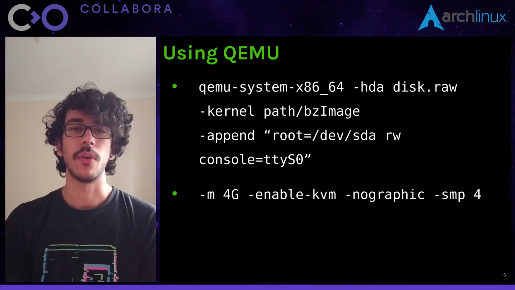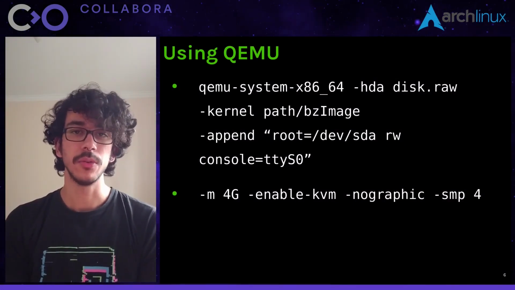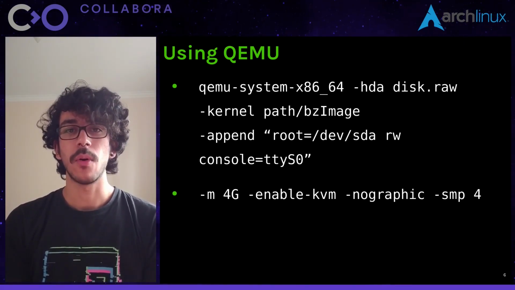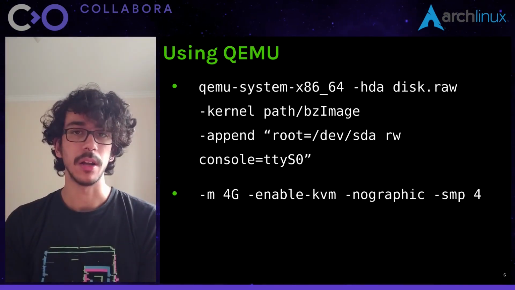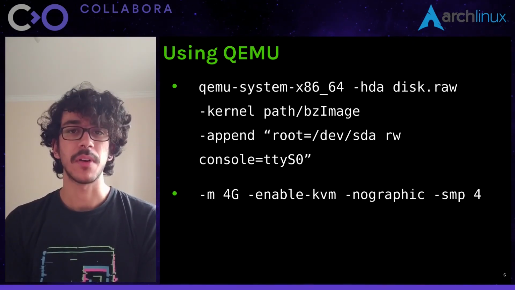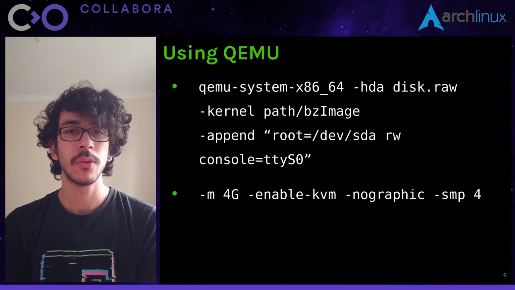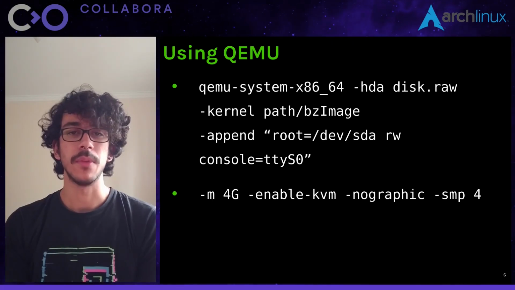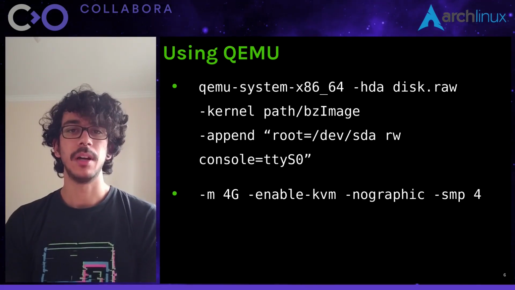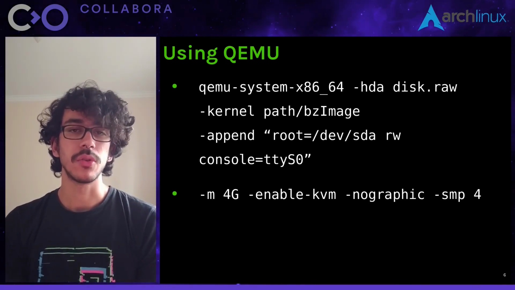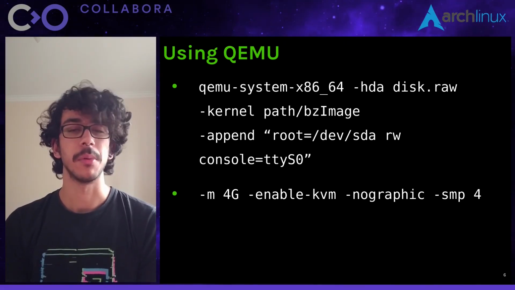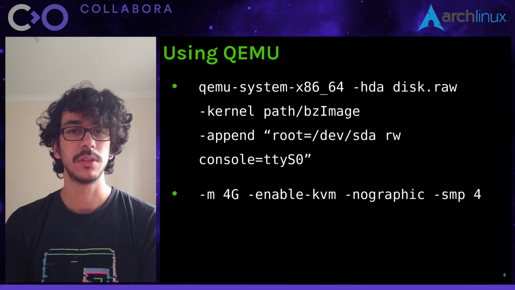And now, for using QEMU, these are the flags that I use. The first flag is hda, which tells QEMU where my disk is. And then I use the kernel flag to specify the path of my compiled kernel. In this talk, I'm not covering how to compile your own custom kernel, but if you want, you can also use this flag with the currently installed kernel of your system, which is probably located somewhere in the boot directory.